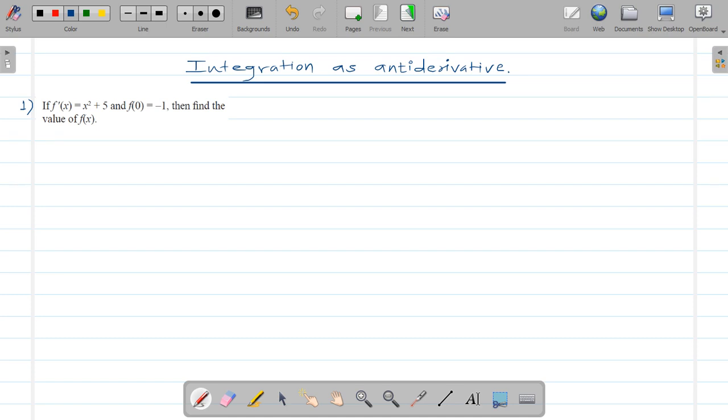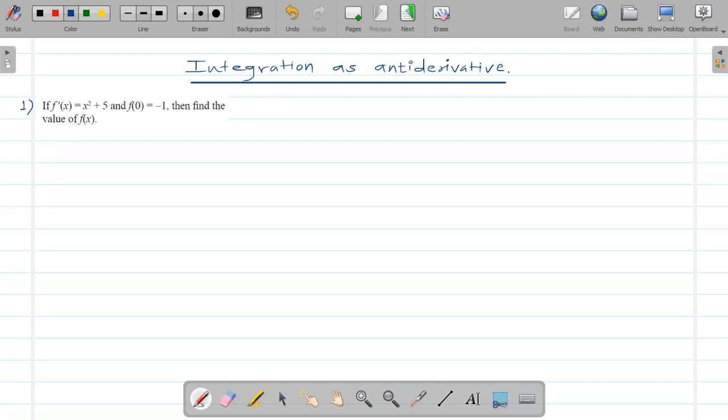Dear students, let us solve some examples related to the concept integration as antiderivative. Now from your first exercise there is one example: f dash x is equal to x square plus 5. f dash x means the derivative of f of x is given to you. The function is f of x and its derivative is f dash x equals x square plus 5, and f of 0 is equal to minus 1, which means at x equals 0 the value of the function is minus 1.